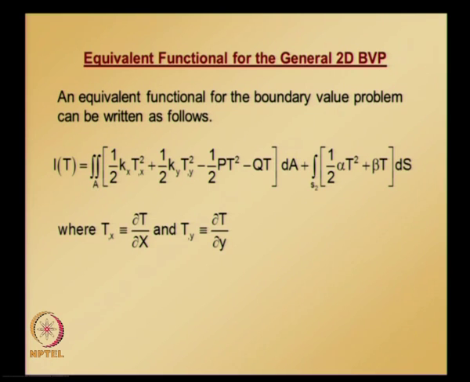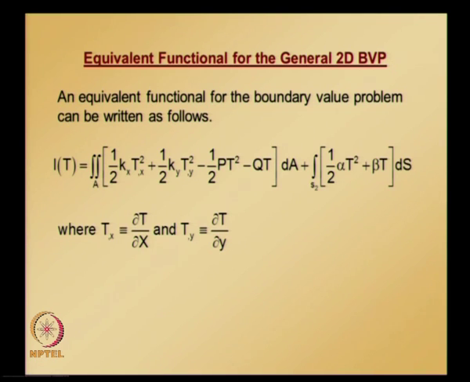Note that the second integral is evaluated only over S2, the part of boundary over which natural boundary conditions are specified. If you recall, S1 is the part of the boundary on which essential boundary conditions are specified, and S2 is the part of the boundary on which natural boundary conditions are specified. So the second integral needs to be evaluated on the part of boundary over which natural boundary conditions are specified, and this is the equivalent functional for the boundary value problem that we noted, and this needs to be verified whether this is the functional for the given problem or not.